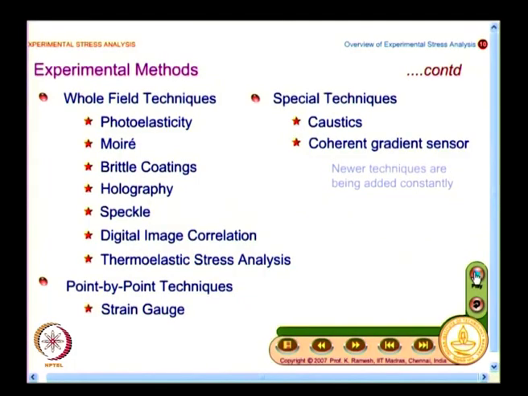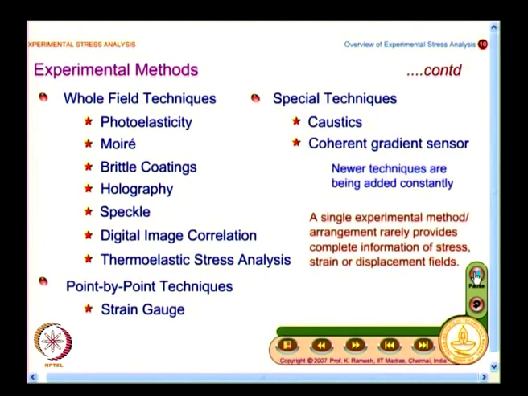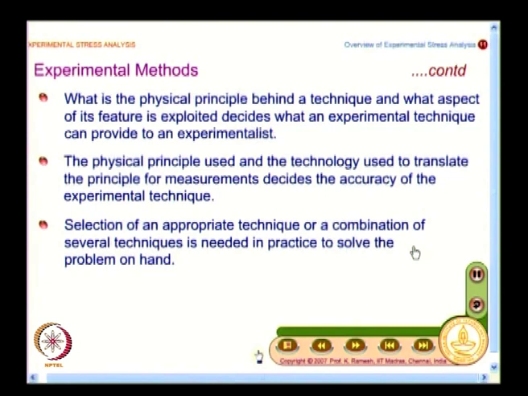And you should also appreciate that newer techniques are constantly added. As I said earlier, a single experimental method or arrangement rarely provides complete information on stress, strain or displacement fields. It may give a particular kind of information. If you are satisfied that that information is good enough, then one experiment is sufficient to get the answer you wanted. If not, you may have to use a combination of different experimental techniques and evaluate the parameters that you want for your analysis.